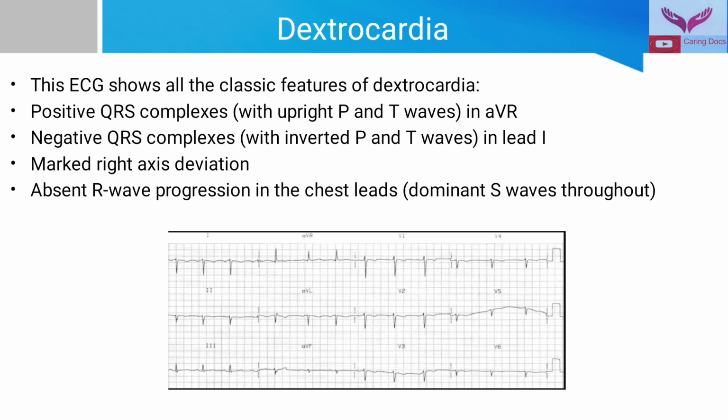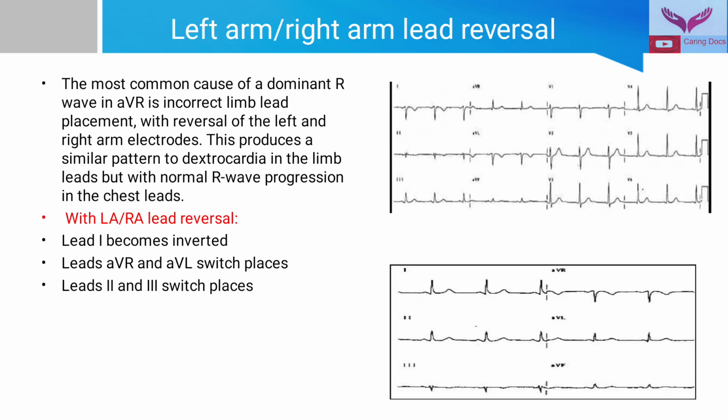This is the ECG of a dextrocardia patient. Here we can see positive QRS complexes with upright P and T waves in AVR, negative QRS complexes with inverted P and T wave in lead V1, marked right axis deviation, absent R wave progression in the chest leads, that is dominant S wave throughout. Here the left and right arm leads are reversed.